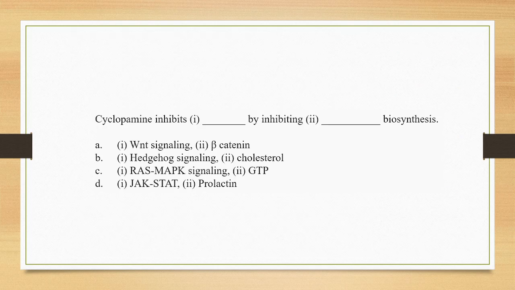Next question is, cyclopamine inhibits dash by inhibiting dash biosynthesis. Your options are A, Wnt signaling and beta catenin, B, Hedgehog signaling and cholesterol respectively, C, RAS MAPK signaling and GTP respectively, and D, JAK-STAT and prolactin respectively. So you have to answer that cyclopamine inhibits what, by inhibiting what? Okay, you have 2 minutes.